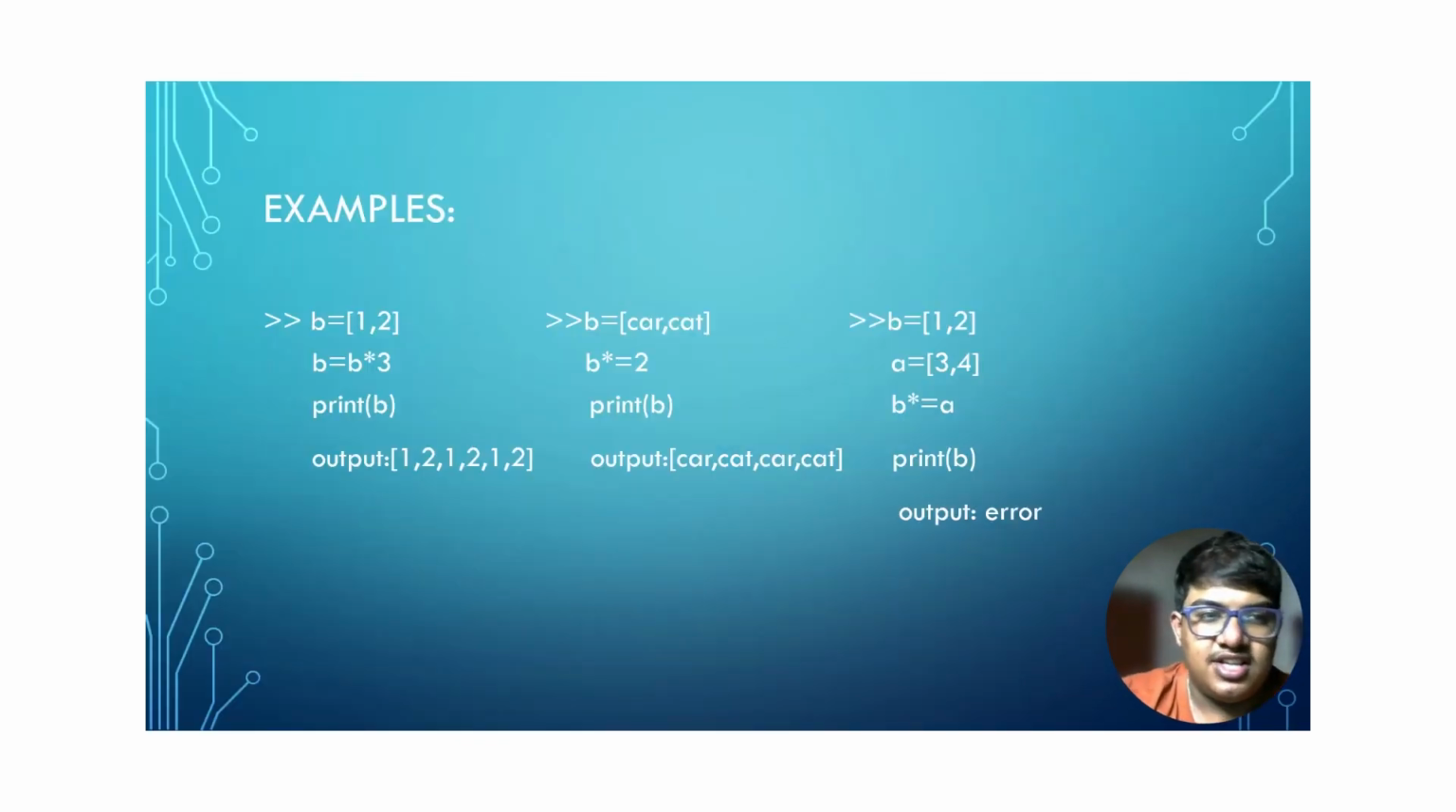Here is an example that can explain that. We have a list B with 1 and 2 as its elements. When we use the replication method, that is, we say B is equal to B multiplied by the replication operator 3. As you can see, when you print B, you get 1, 2, but in a factor of 3.